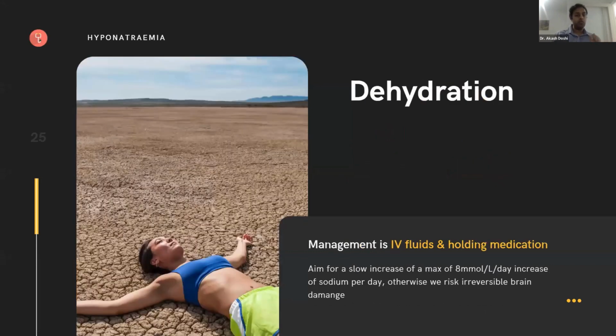If you diagnose the patient and you think that it's all related to dehydration, then the treatment is IV fluids and holding any medications that might be contributing to dehydration, such as diuretics or water tablets that are essentially making the patient pass more urine. And so we'll give some slow IV fluids, particularly if the patient's got severe hyponatremia, aiming for that golden target of 8 millimoles, at the absolute maximum 10, but ideally 8, because otherwise we can risk irreversible brain damage.